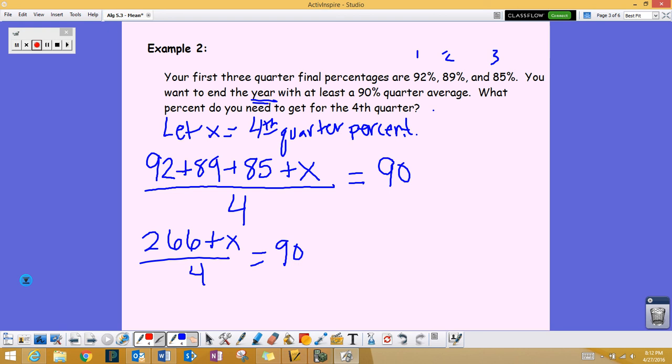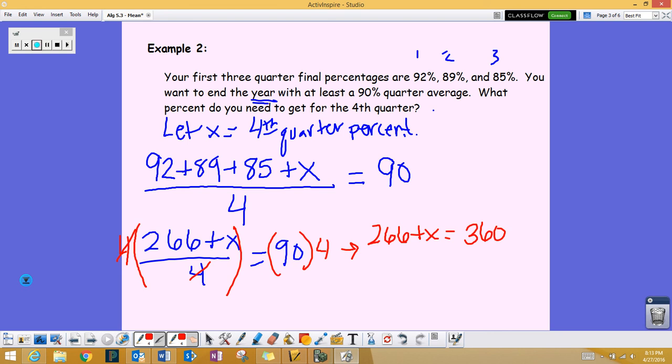So now we have X in the numerator, and we're adding 266 to it and then dividing by 4. We need to simplify this a little bit. So I'm trying to get rid of that denominator of 4. In order to do that, I'm going to multiply both sides by 4. This makes those two 4s divide out. And so I can simplify. I have 266 plus X equals 90 times 4, which is 360. And now I'm going to subtract.